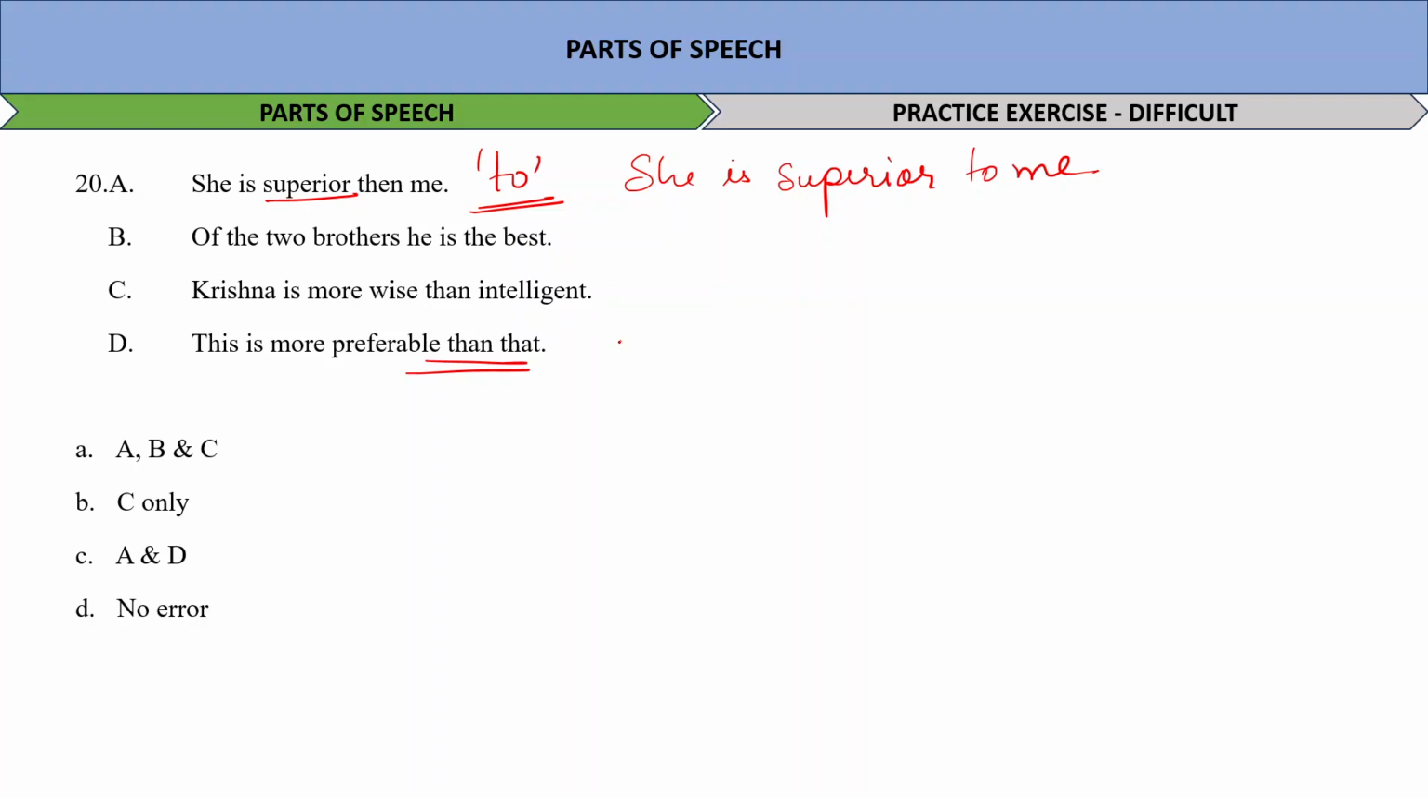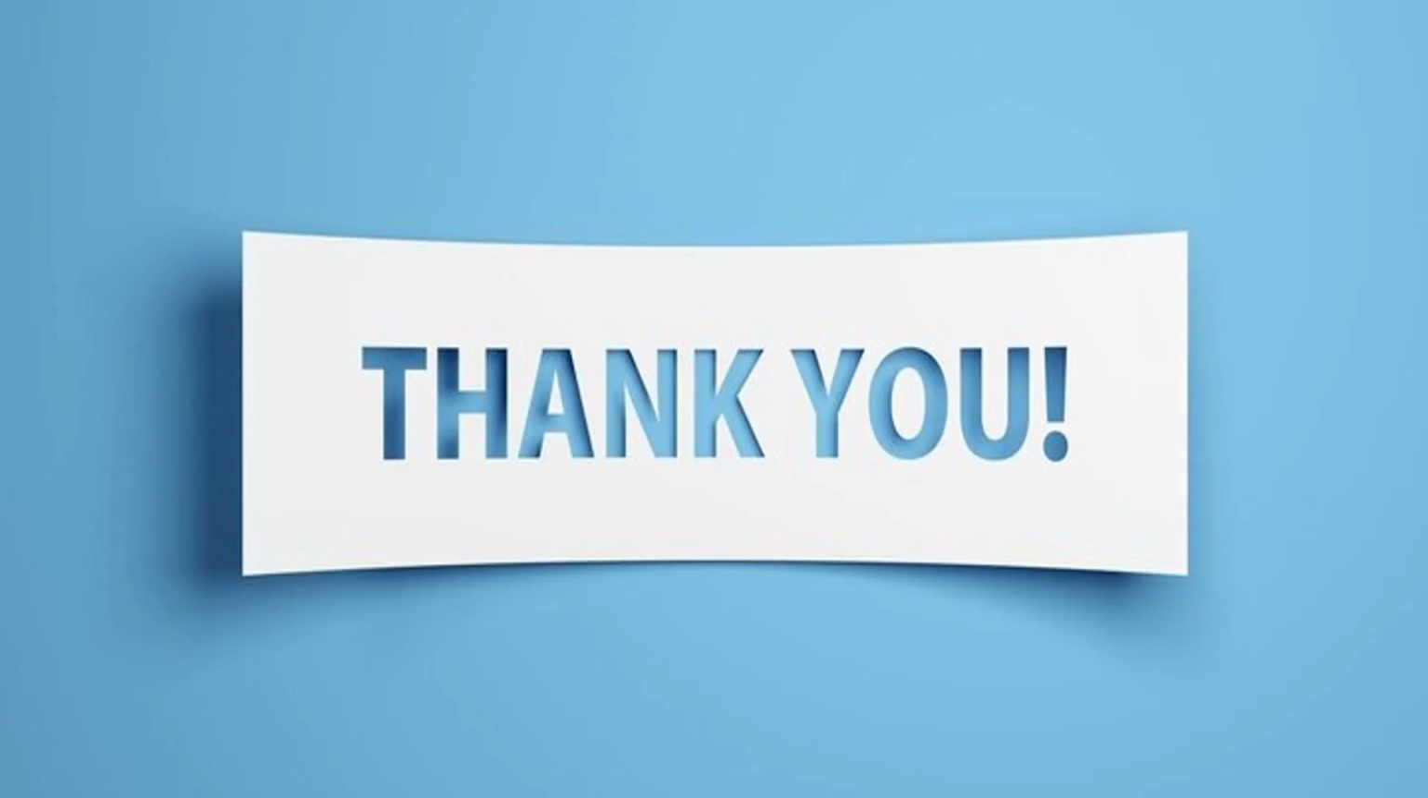So these were some of the difficult level questions which we have solved today, and I hope you have enjoyed learning with me throughout this session, and you already understand the importance of error detection. So when you're reading any sentence, do not fall into the trap of any kind of questions which distract you. Never be distracted.